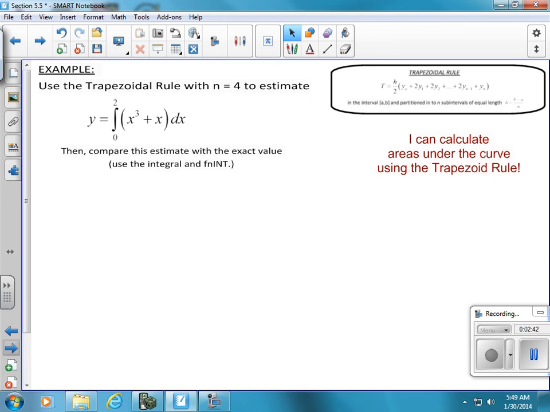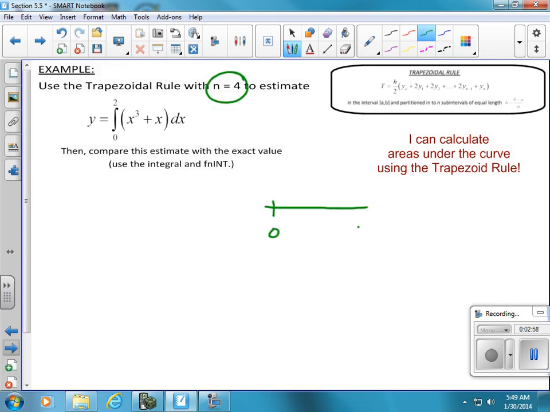Use the trapezoidal rule with n equals 4 to estimate this integral. So remember, an integral sign is the area under the curve from 0 to 2. And n equals 4 means we're going to divide 0 to 2 into 4 intervals. Each of those intervals is going to be 1/2 wide, correct? Correct. So you could find that using b minus a, from a to b, over 4, and that means the intervals are 1/2.